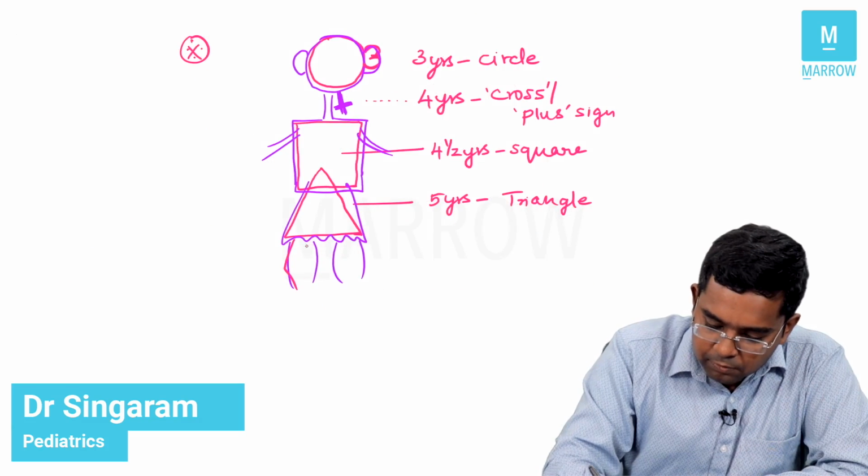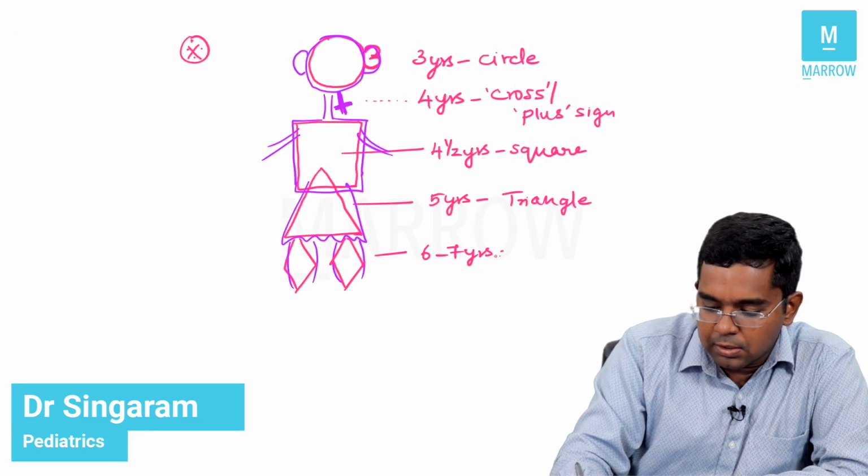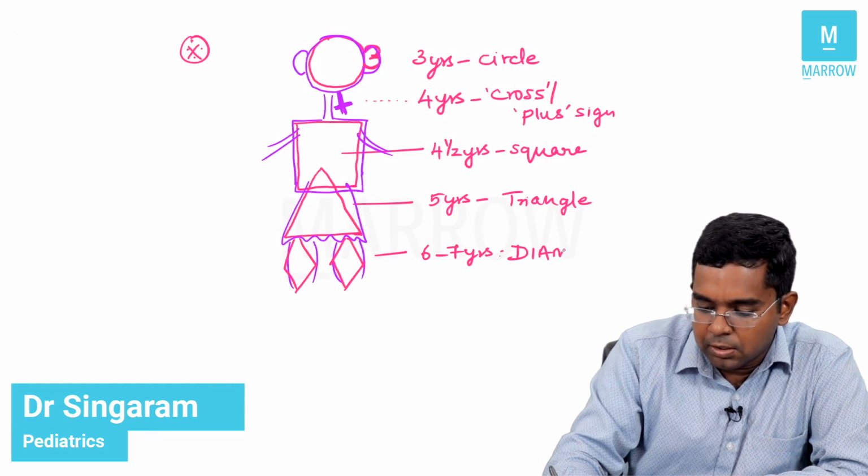The last one you have looks like a diamond. Remember, 6 to 7 years is the age at which the child is able to draw a diamond.